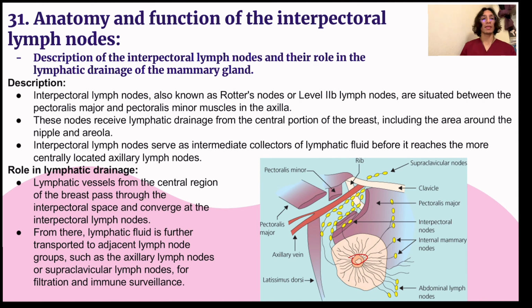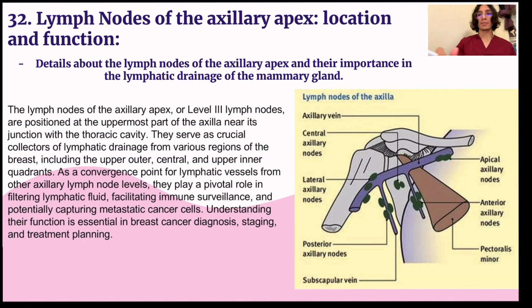Role in lymphatic drainage. Lymphatic vessels from the central region of the breast pass through the interpectoral space and converge at the interpectoral lymph nodes. From there, lymphatic fluid is further transported to adjacent lymph node groups such as the axillary lymph nodes or supraclavicular lymph nodes for filtration and immune surveillance.